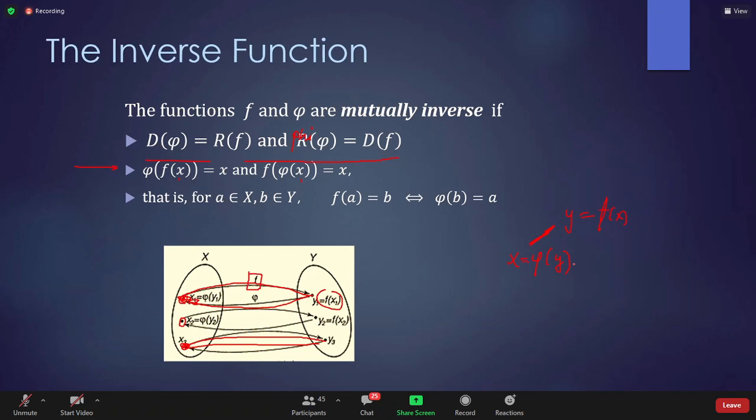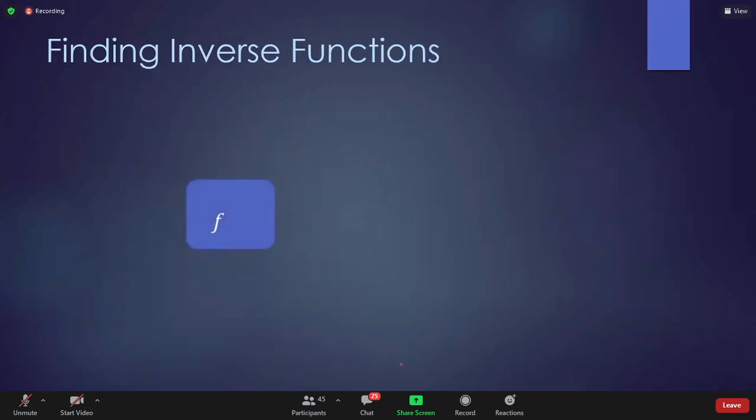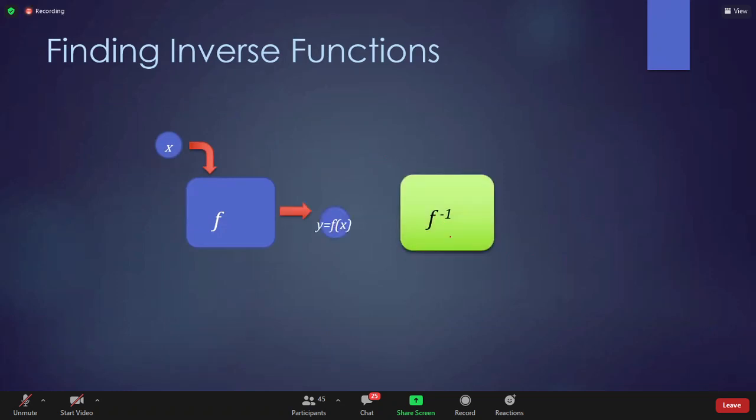To get the inverse relation, we also need to change the names of the variables. That's what we will be doing. Now, again, our black boxes or the machines. So we have x value, putting it into the f function, and we get some y value. And now we put this into this inverse function, which is denoted f inverse like this.